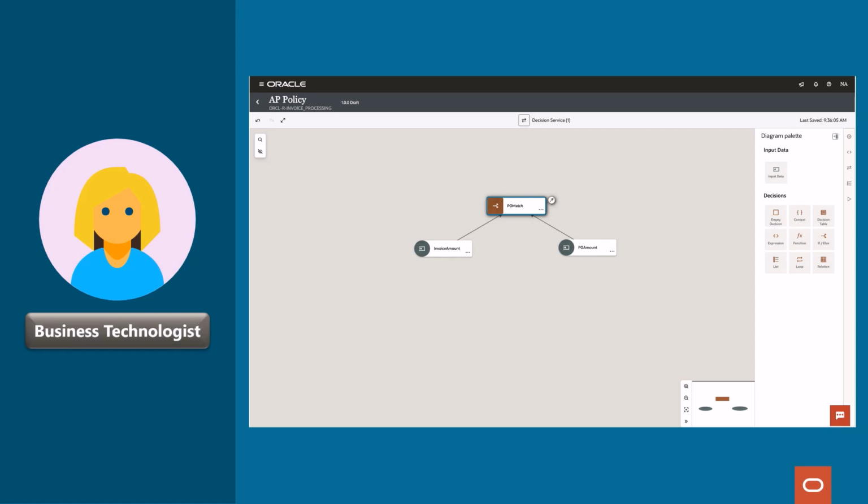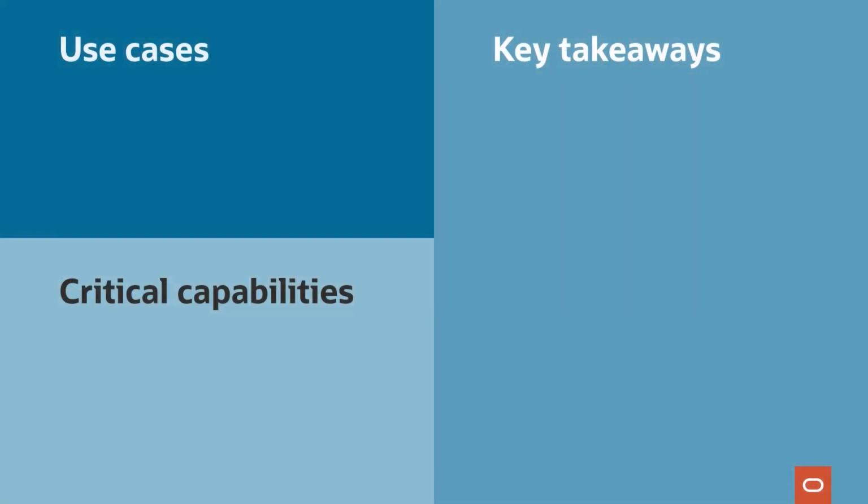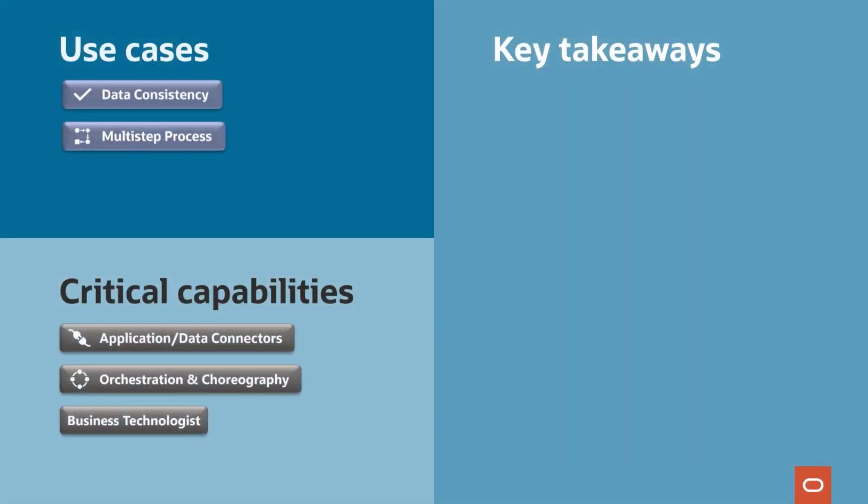Finally, separation means that changes to policy details are easy and non-disruptive to the rest of an automation solution. Oracle decisions can be used to model highly complex business logic. But for this demo, we'll create a very simple decision that compares the invoice amount and PO amount. This demo illustrates several use cases and critical capabilities. Here are the top 3 takeaways.